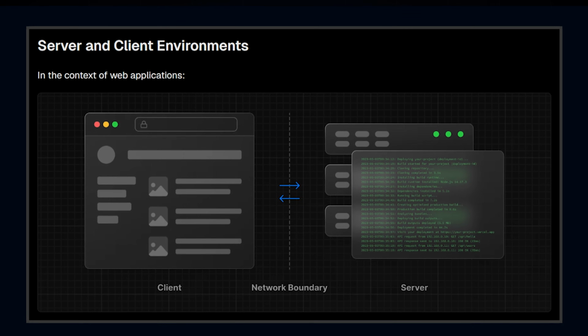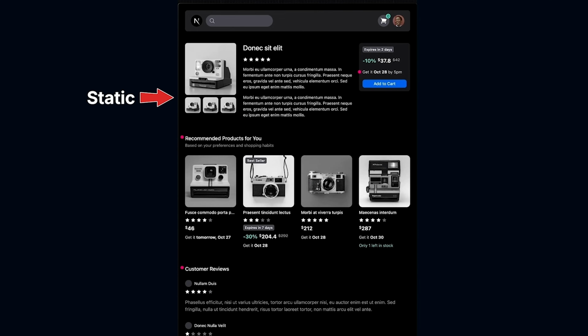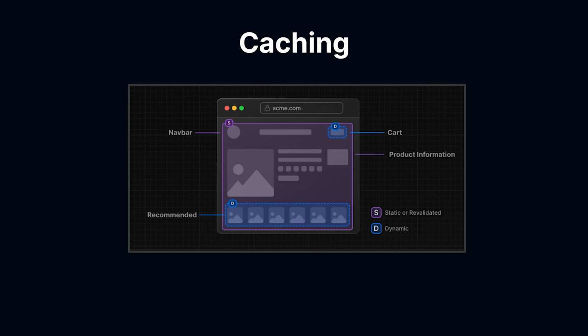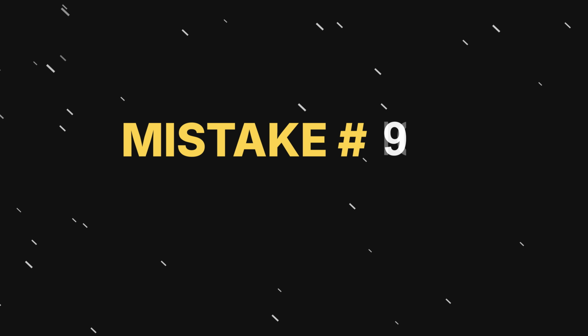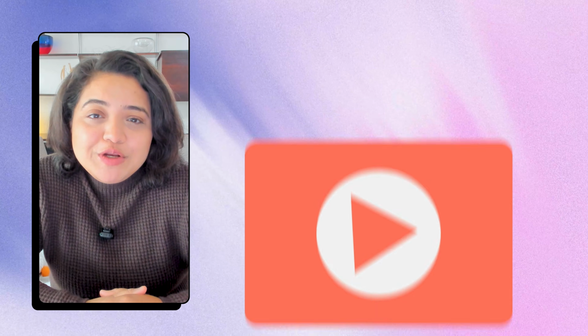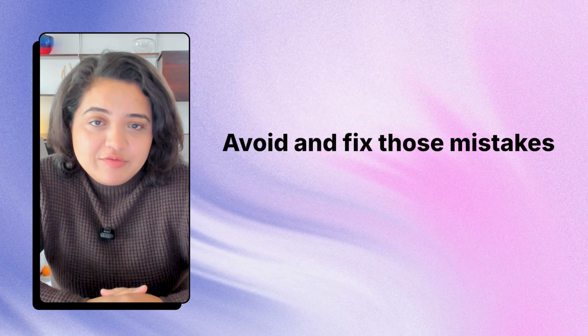Next.js introduces a lot of different concepts: server components, server actions, partial pre-rendering, cache components, streaming, static and dynamic rendering, and so much more. So it's very easy to make mistakes even if you are an experienced developer. And after teaching Next.js for years, I have seen developers make the same mistakes over and over again. So in this video, I want to help you avoid and fix those mistakes.